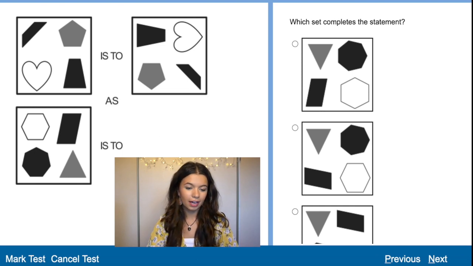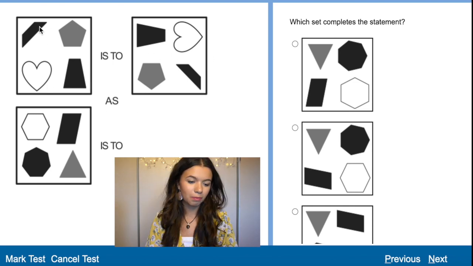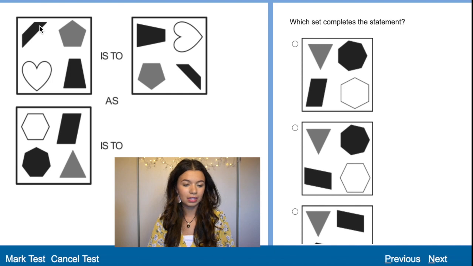The first thing that has come to my attention is that the shapes here are identical to the shapes here. The position, the way you describe it, is that all 4 shapes have moved by 2 positions clockwise. So if you follow this shape, it went 1, 2, and it's now here. Pentagon went 1, 2, and it's now there. Heart went 1, 2, and it's now there.